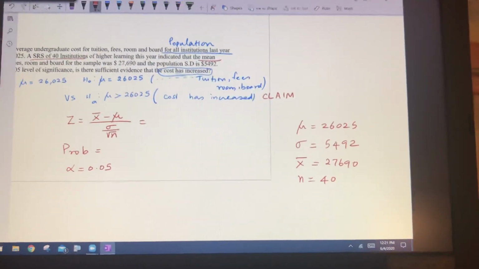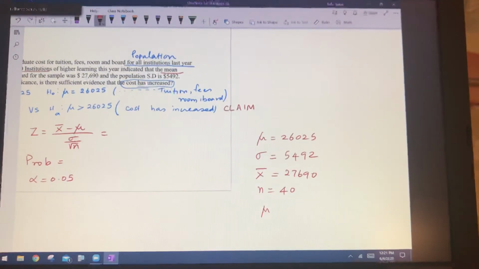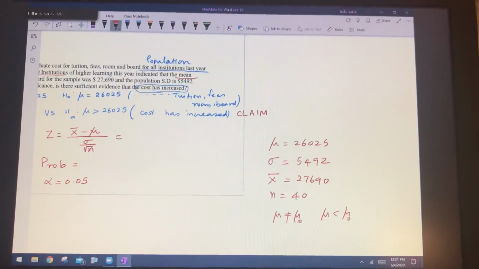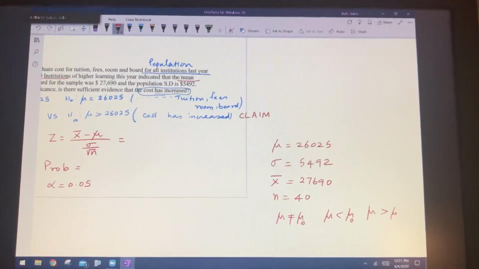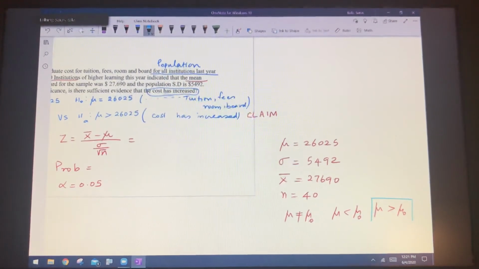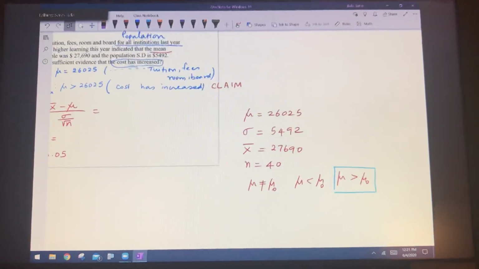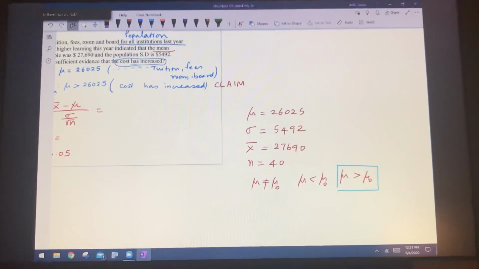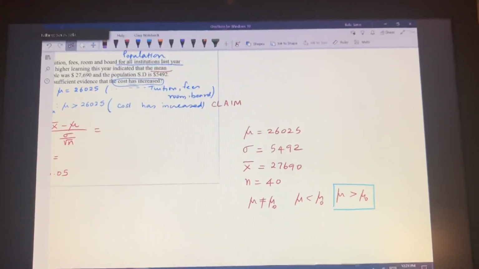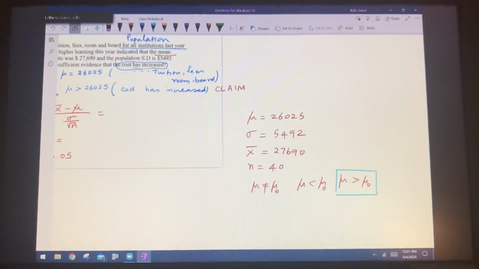Then it is asking how big the sample is. You have the sample of 40, and then now you see the three options: mu not equal to mu sub 0, mu less than mu sub 0, mu greater than mu sub 0. I am going to be selecting mu greater than mu sub 0, because you want to test the statement whether the cost has increased. So move the cursor down and then hit calculate.